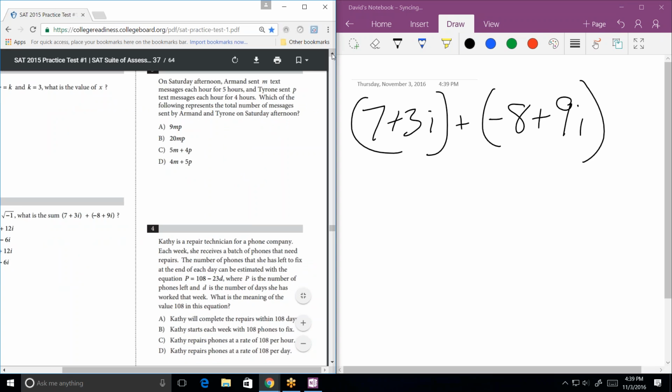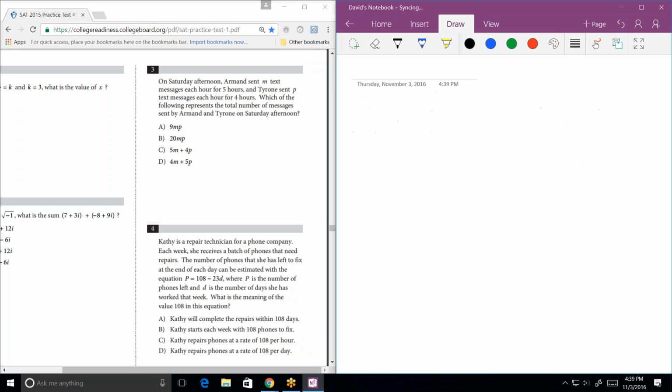On Saturday, Arlen sent M texts each hour for 5 hours, and Tyrone sent P texts each hour for 4 hours. Which of the following represents the total number of messages sent? Arlen sent M text messages each hour for 5 hours, so that'd be M5. And Tyrone sent P text messages each hour for 4 hours, so that'd be P4. So 5M plus 4P.